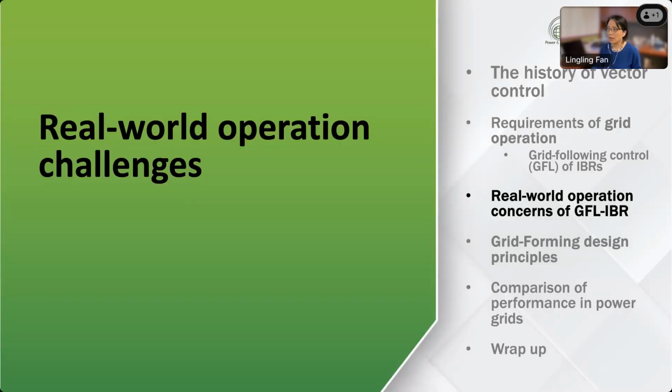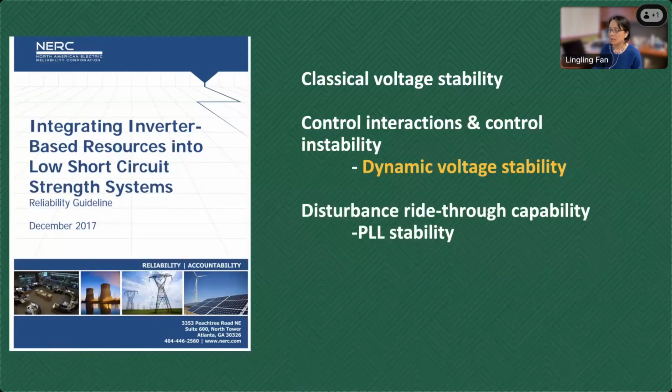On the other hand, later on, after you put in a lot of IBRs into, for example, Australia or Texas, then you see something happening. This is called real world operating challenges. In 2017, NERC, the North American Electric Reliability Corporation, published a paper called Reliability Guideline: Integrating IBR into Low Short Circuit Strength Systems. What is this? Weak grid.